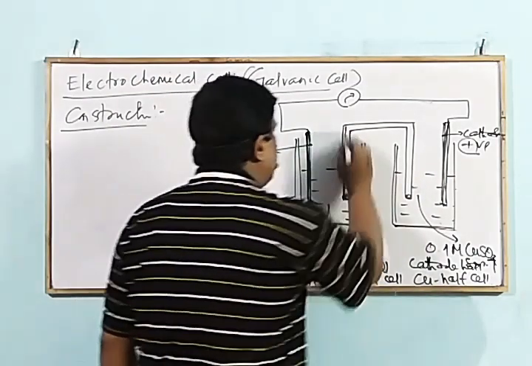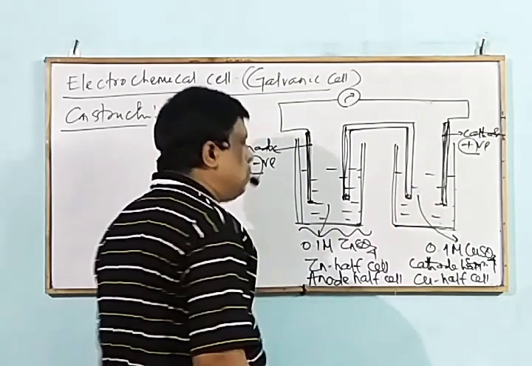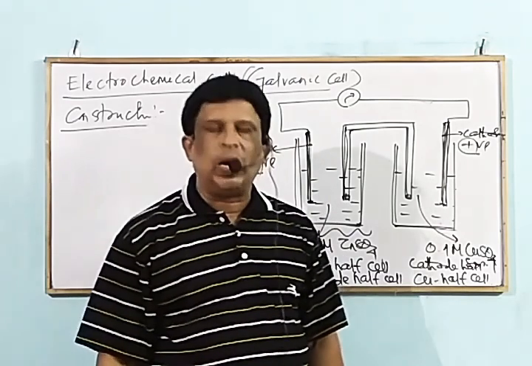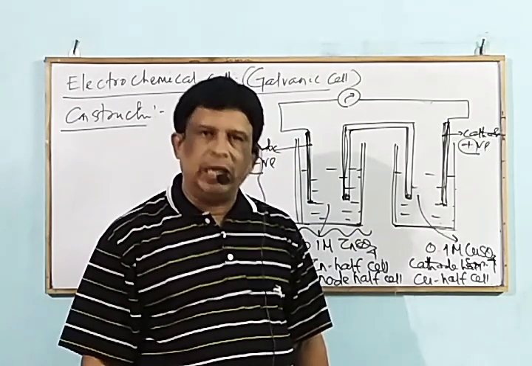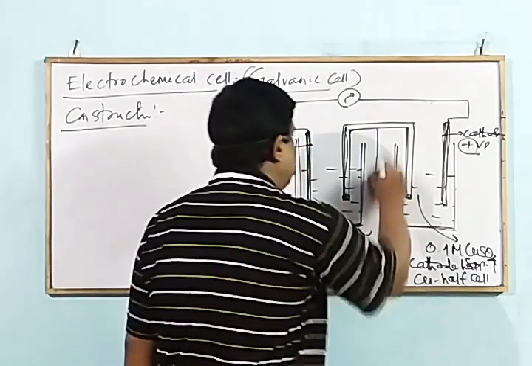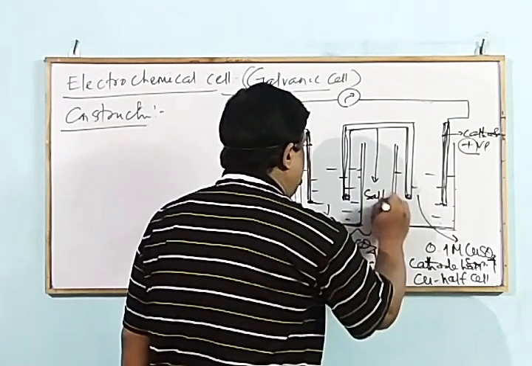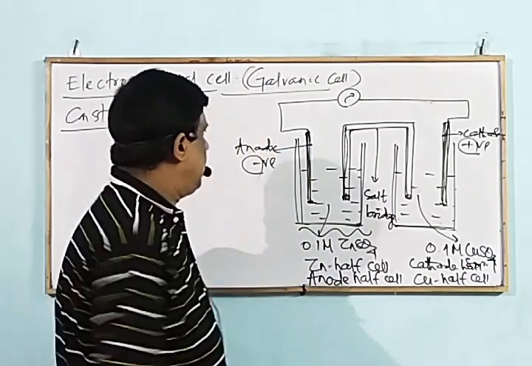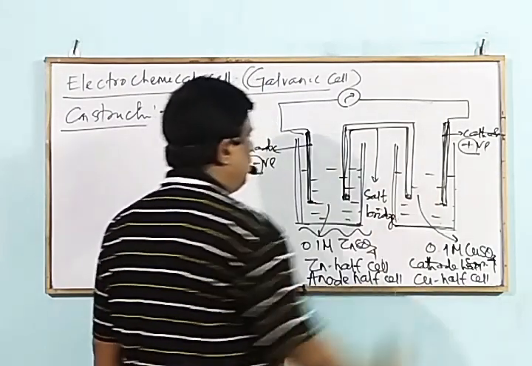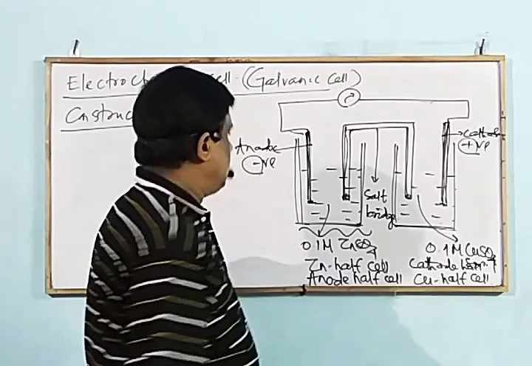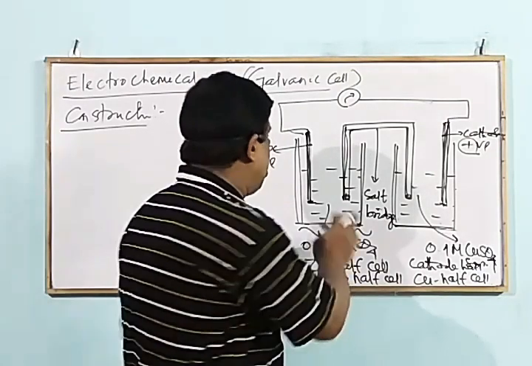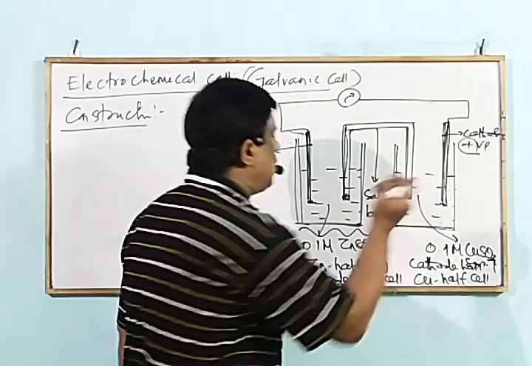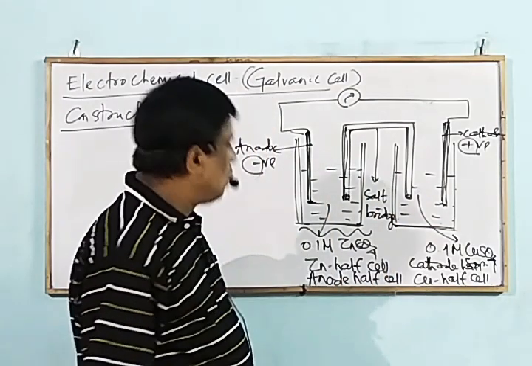And this one, the inverted U-shaped glass tube made up of inert electrolyte in agar-agar or gelatin, is known as salt bridge. Mark that, it is the connecting wire. This is the cell representation. The left half cell is known as zinc half cell, the right half cell is known as copper half cell.